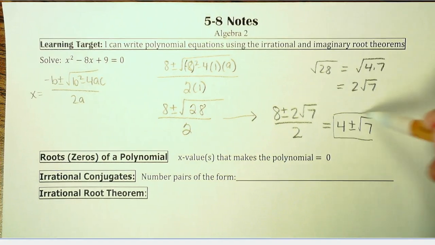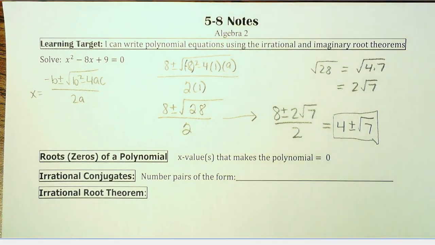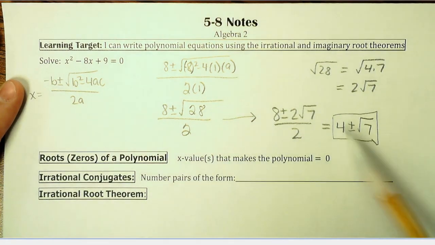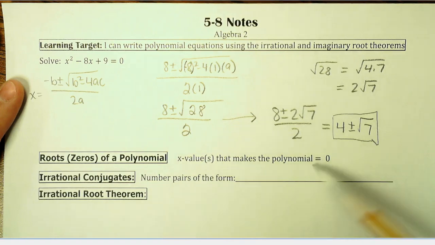Okay, so I want to relate this to what we're going to do in this first thing. Anything that is a root or a 0, these would be the zeros of this polynomial: 4 plus the square root of 7, 4 minus the square root of 7. So that's all that it's telling you. That's what's going on here.